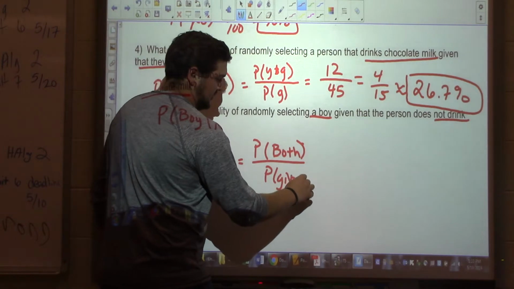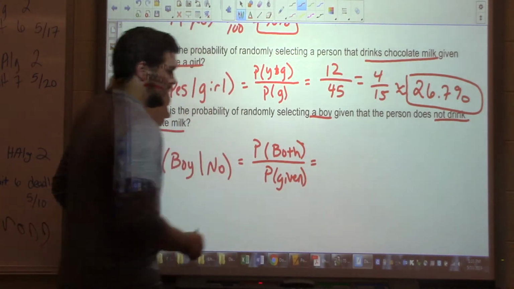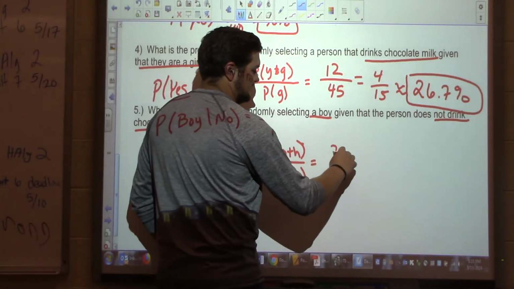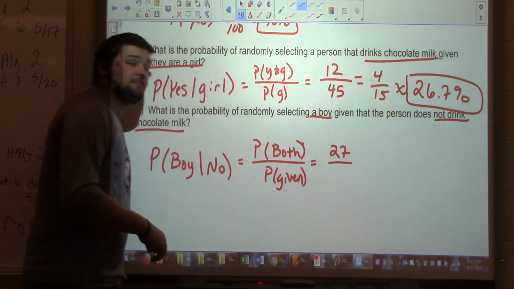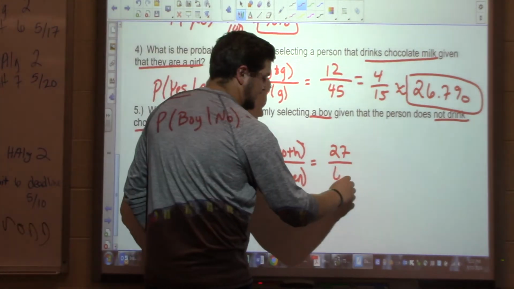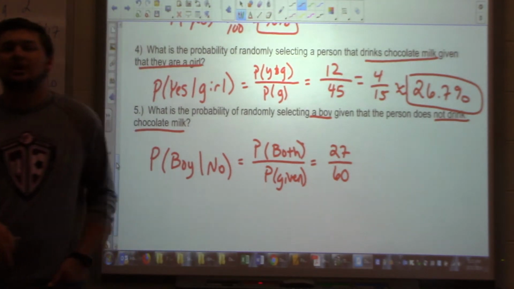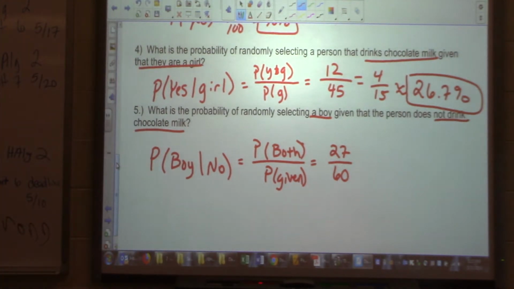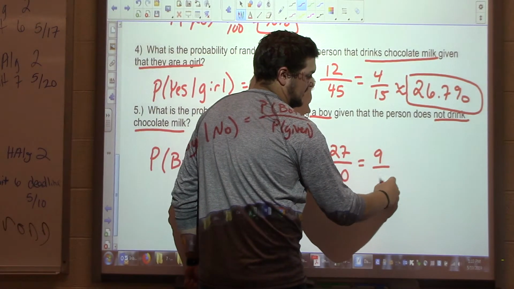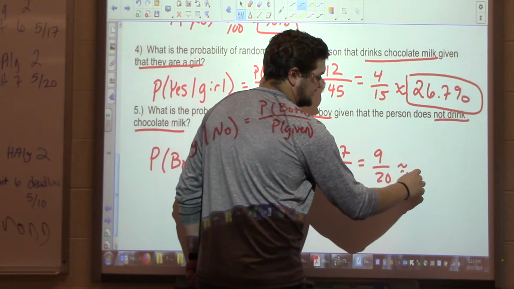So both over the given. Well, how many boys said no? 27. Over, how many people said no? 60. Right? Over the given. So 27 over 60 reduces to 9 over 20, which is about what percentage?